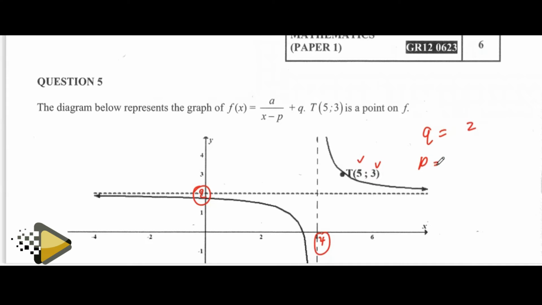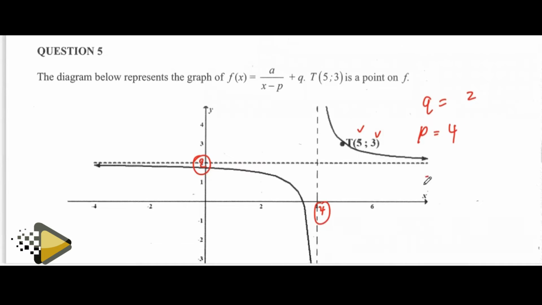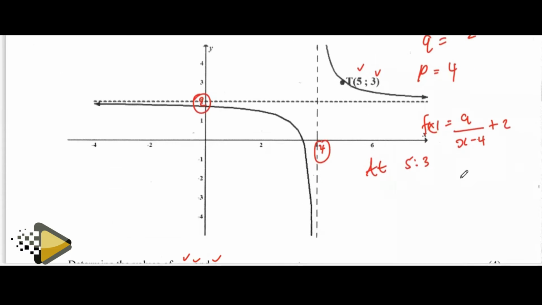What is our P? P is the vertical asymptote, which is 4. Now let's substitute to get A. So our f of x is going to be A over x minus 4 plus 2. Then we're going to use the point (5, 3), because that's where the graph is passing, to find the value of A.